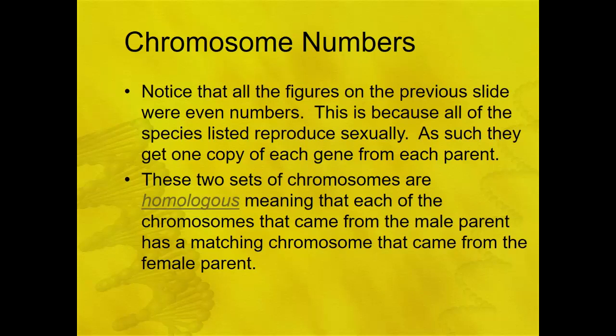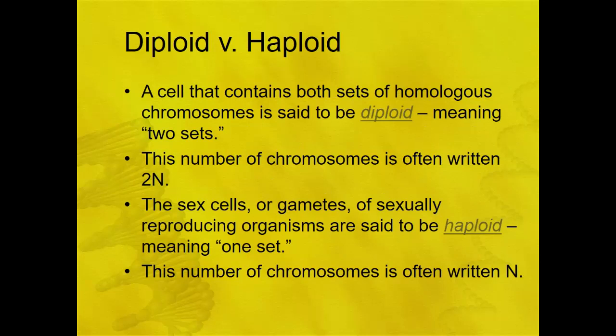So homologous means that each chromosome that came from the male parent has a matching chromosome that came from the female parent. That's what we would call diploid, or the 2n number, 2 times one set of chromosomes. A cell that contains both sets of homologous chromosomes, as I mentioned, is diploid, meaning 2 sets. This number of chromosomes is often written as 2n.